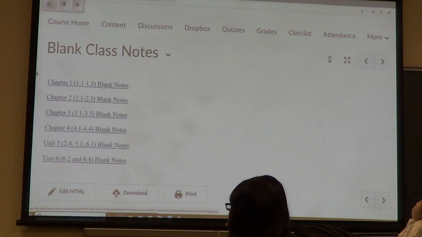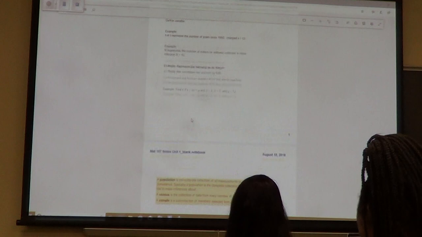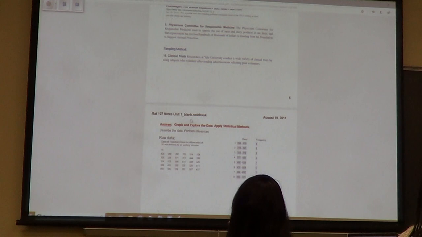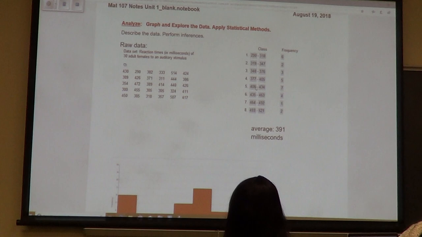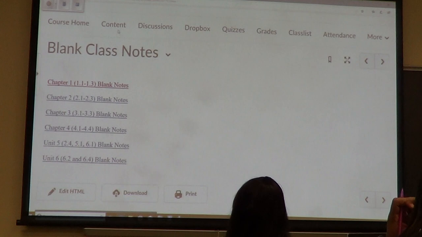So we've done the first few pages, and we now are on this page. It's exactly what I have, and then you can go in and fill in the pages, and hopefully we'll save you some time. It's under the button that says blank class notes. Does that help? All right, any other questions?